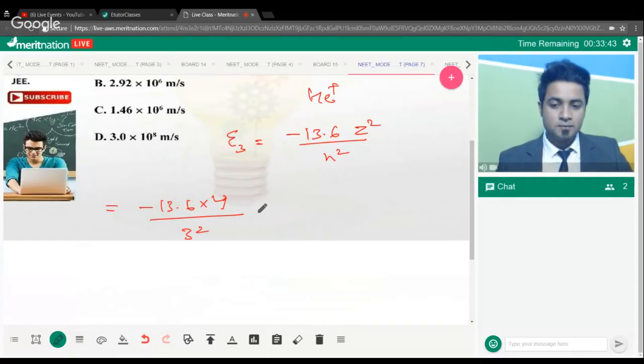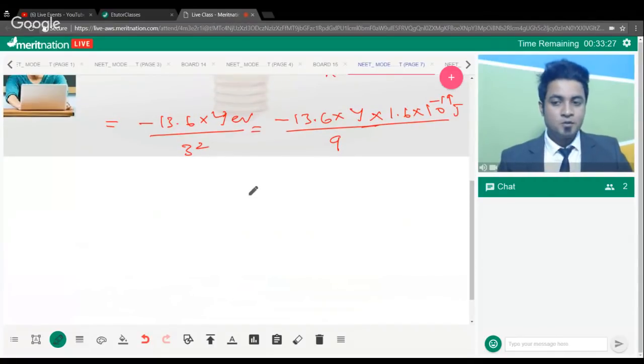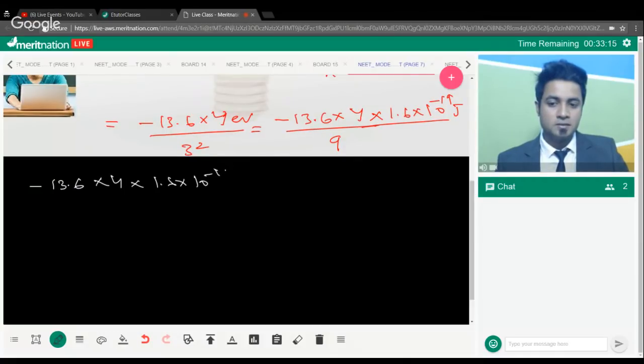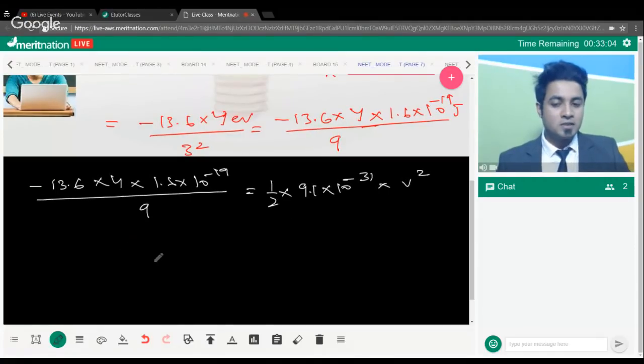And if you solve this one, this is going to be in electron volt, so you multiply by 1.6 into 10 power minus 19 to represent it in joules, right? This much energy you have to put as the kinetic energy to get the velocity. So minus 13.6 into 4 into 1.6 into 10 power minus 19 upon 9 equals half m v square. What is m? Mass of the electron into v square.